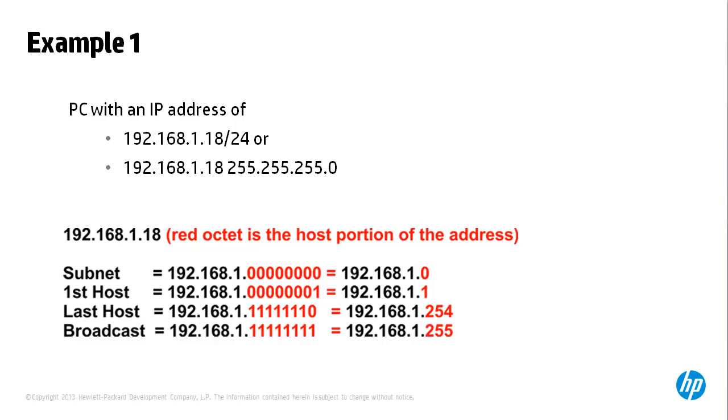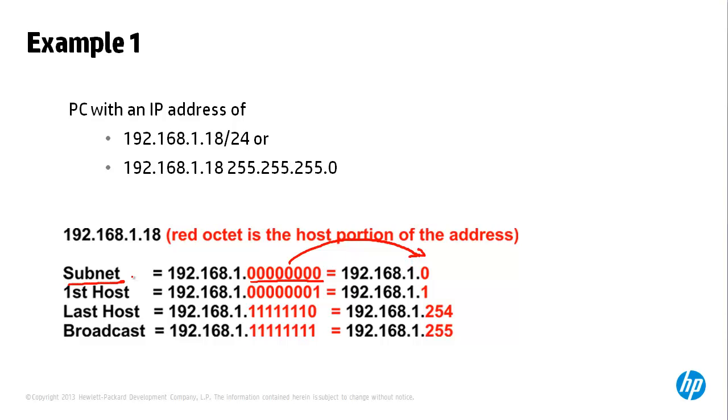So in this example, the network portion is written in black and the host portion is written in red. There's no point converting the network portion to binary. So for subnet, first host, last host, and broadcast, I've just left it in dotted decimal notation. But for the host portion, we need to remember our rules. So the first rule is to work out the subnet address, fill the host portion with binary zeros. So 8 binary zeros, when converted to decimal, gives you 0.